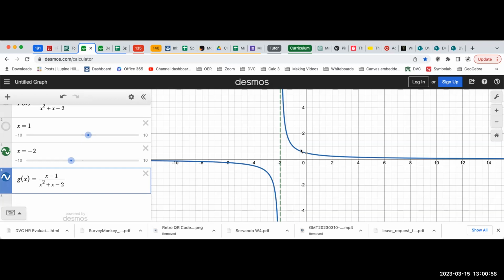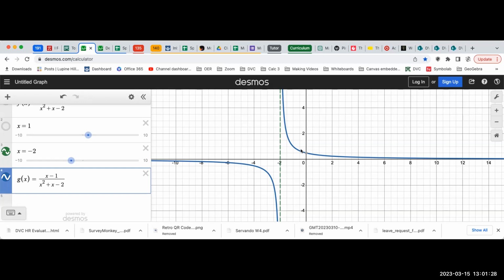Right. It still will make the bottom 0. Okay. So for this function, even though this term cancels, the original function can't plug in 1. So you still can't plug in 1, and you still can't plug in -2. So that's where these both agree. They both restrict those x values. But in this one, there's a vertical asymptote at -2.